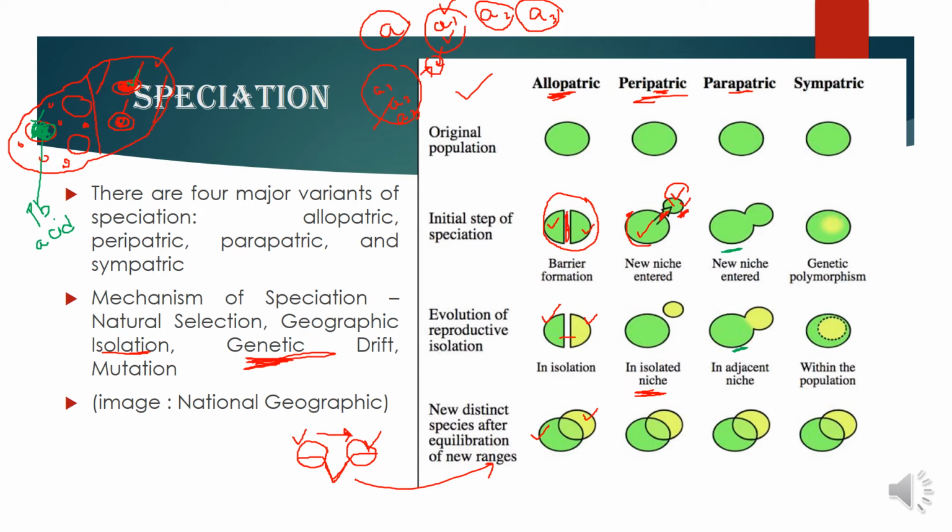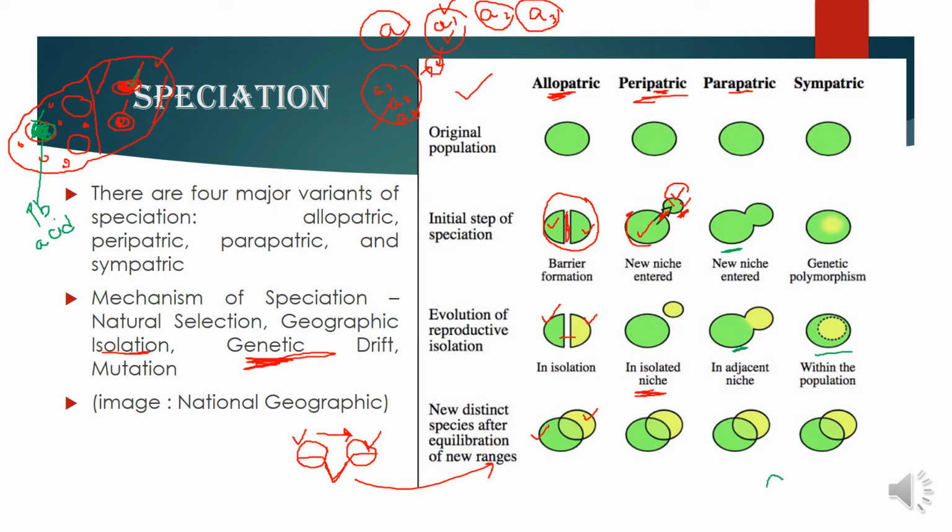Here we see that there is no barrier, and they are living in an adjacent area, but still there is reproductive isolation. In sympatric speciation, there is no barrier, no contraction, but speciation occurs. This type of speciation occurs due to separation of habitat depending upon food or shelter.